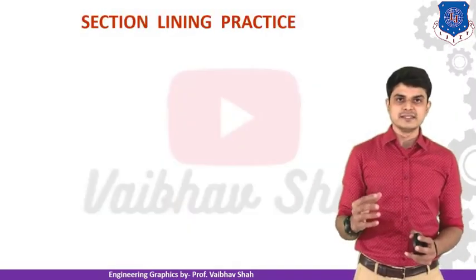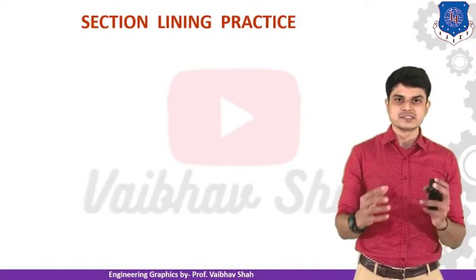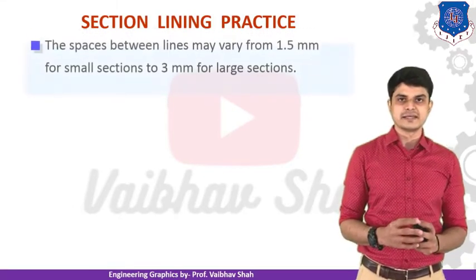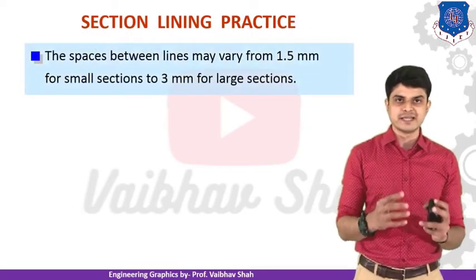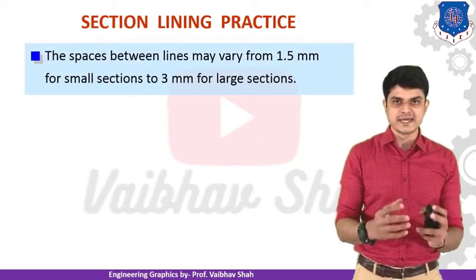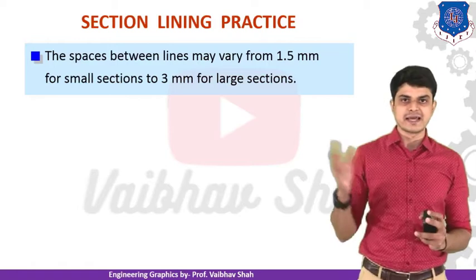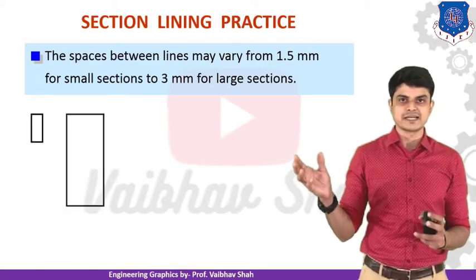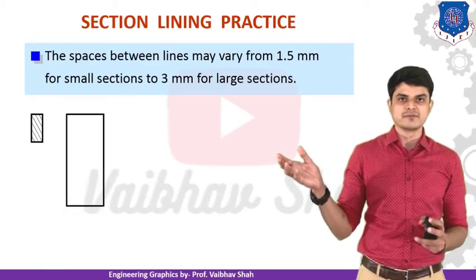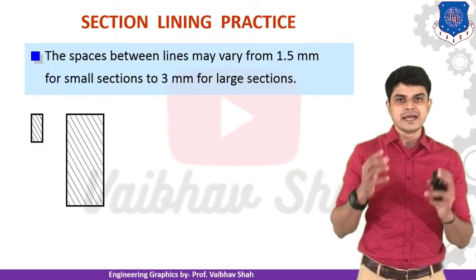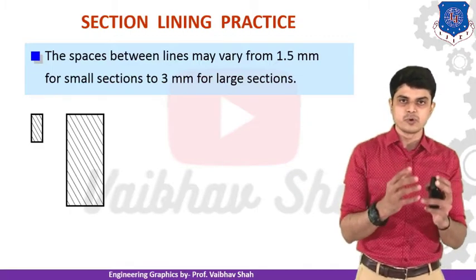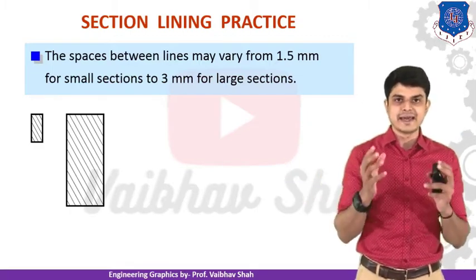So now let us see section line in practice. Which is the correct practice to draw a section line? Always remember, space between lines may vary from 1.5 mm for small sections to 3 mm for a large section. So like this, we can take examples. If the section is small, we can take the difference between these lines as 1.5 mm. If the section length or the size is more, we can take the difference between the lines as 3 mm.